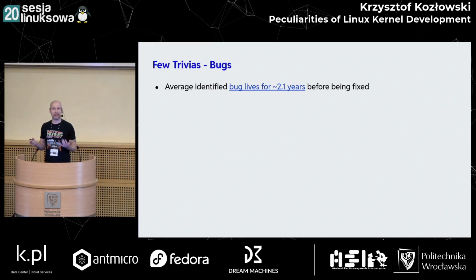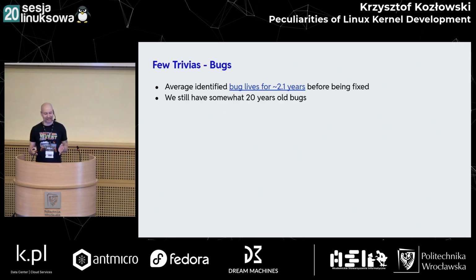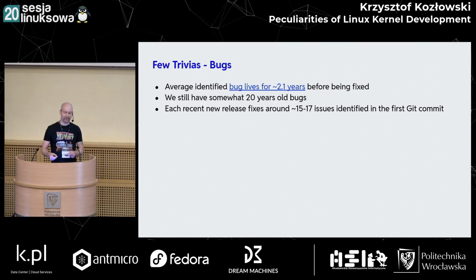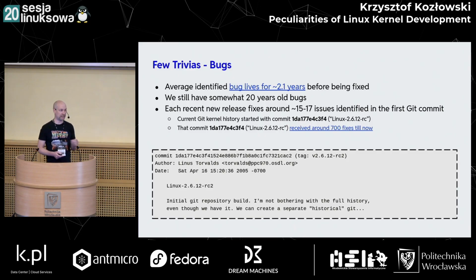It's not exactly that the bug lived undiscovered for 2 years, obviously. And the oldest bug is 20 years old. So this is a bit exaggerated. I mean, this is true, but a bit exaggerated because 20 years ago is the first Git commit. So each Linux kernel release still fixes 15, 17 on average issues attributed to the first commit in the Git history. This is not the first Linux release, because before that Linux was maintained in BitKeeper, and only since 2.6.12 we use Git.